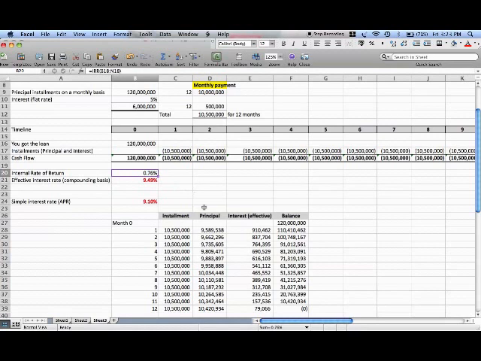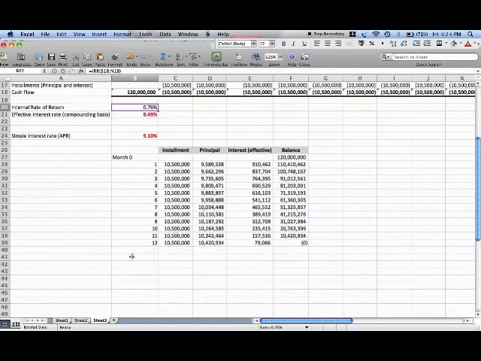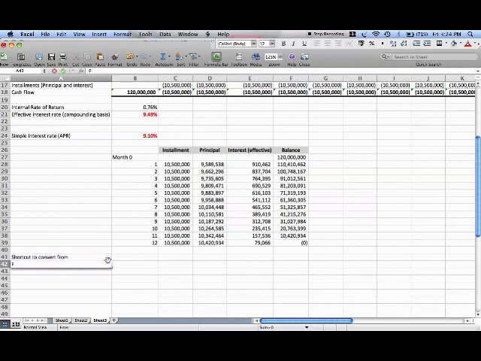Or per month 0.76%. I will give you a shortcut to convert from flat rate to effective rate.